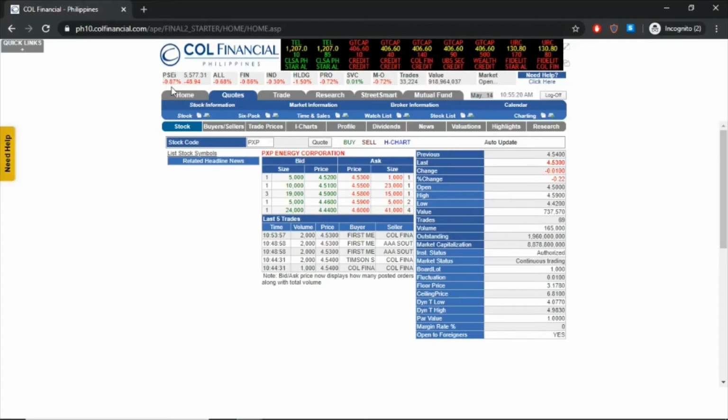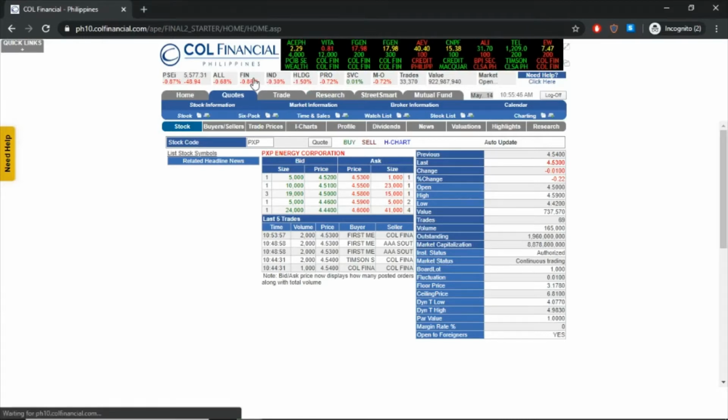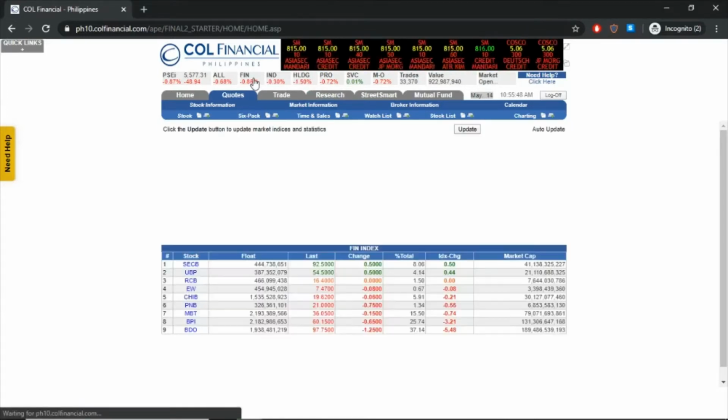It went down 0.87%. For the all sectors tab, we have 0.68%. It went down 0.68%. Fin, we have 0.86%. Once you click on each of these tabs, it will redirect you to the different companies under that sector. Once I click on Fin here, let's go and check.